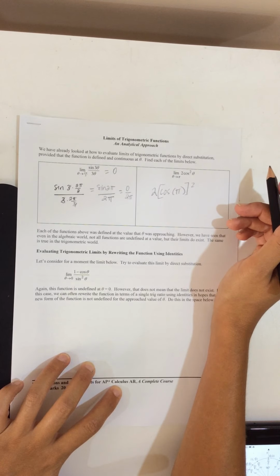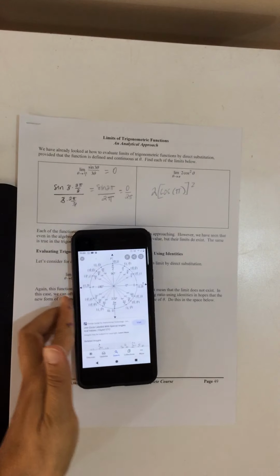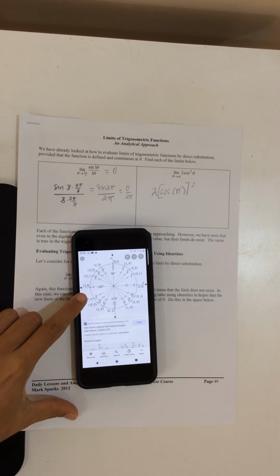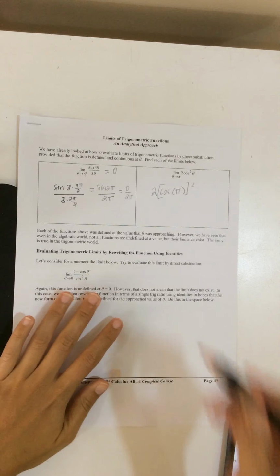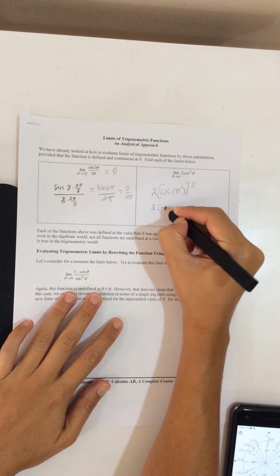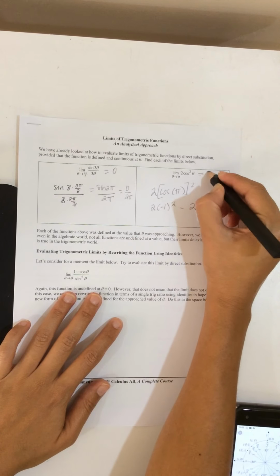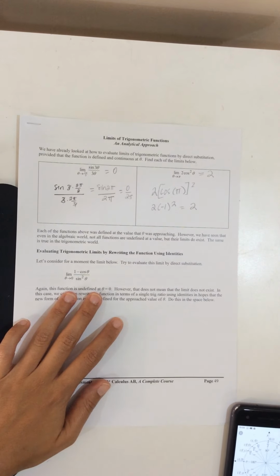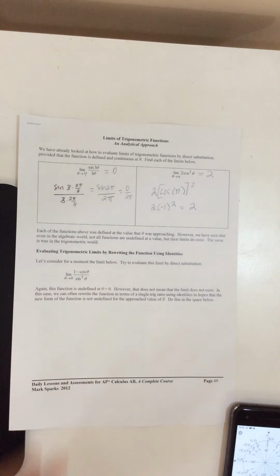Now we remember what cosine of pi is. I'll show you my unit circle again. So at pi, cosine is -1. This is 2 times -1 squared, which equals 2, right? So the value of this limit is 2. So you guys can remember how to do that because all that is plugging it in, right?